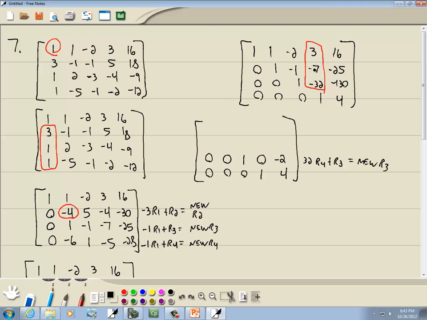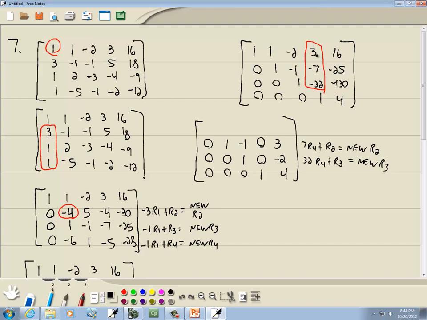Okay, now we need a 0 here. And I multiply this by 7 and then add it to this row. So I'm going to take 7 times row 4 and add that to row 2 to give me my new row 2. Okay, 7 times 0 is 0 plus 0 is 0. 7 times 0 is 0 plus 1 is 1. 7 times 0 is 0 plus negative 1 is negative 1. 7 times 1 is 7 plus negative 7 is 0. 7 times 4 is 28 plus negative 25 is 3. And let me check that. Okay, 28. That looks good.